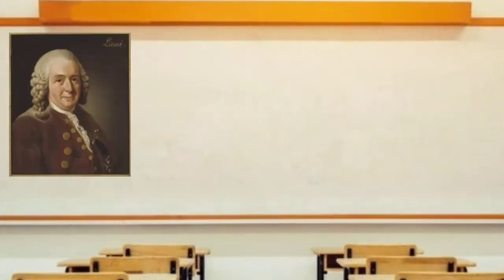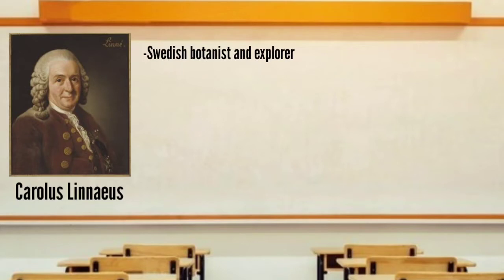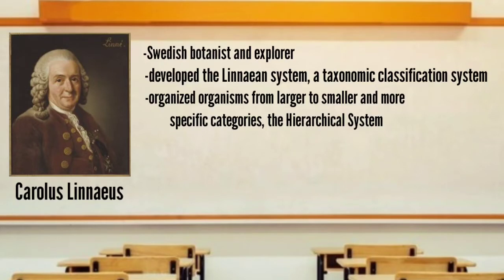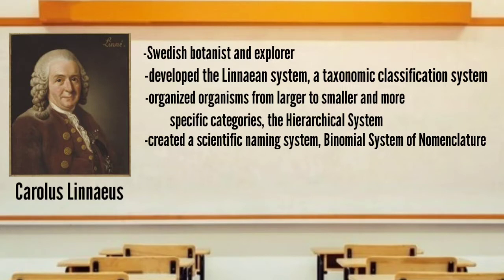Let me introduce you to one of the scientists who have made significant contributions in the field of taxonomy, or the science of naming and classifying organisms. Do you know who he is? He is Carolus Linnaeus, also known as Carl von Linné. He is a Swedish botanist and explorer who developed the Linnaean system, a taxonomic classification system which organized organisms from larger to smaller and more specific categories, the hierarchical system. He also created a scientific naming system, the binomial system of nomenclature.